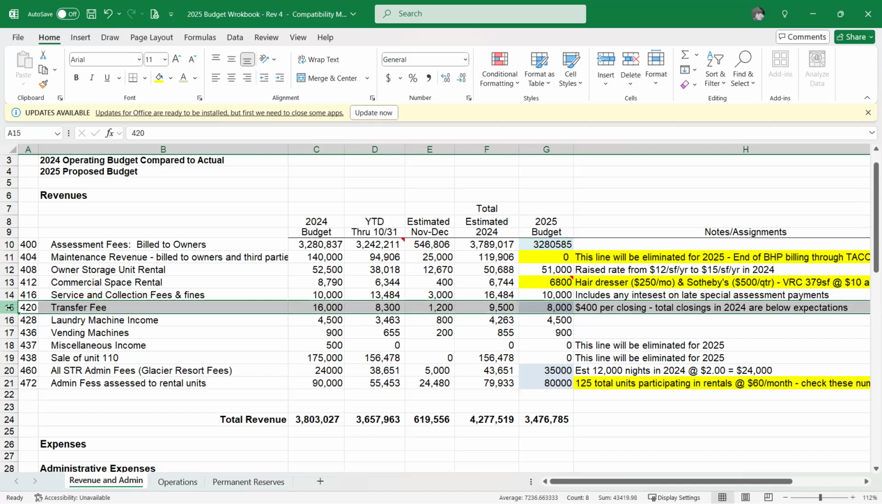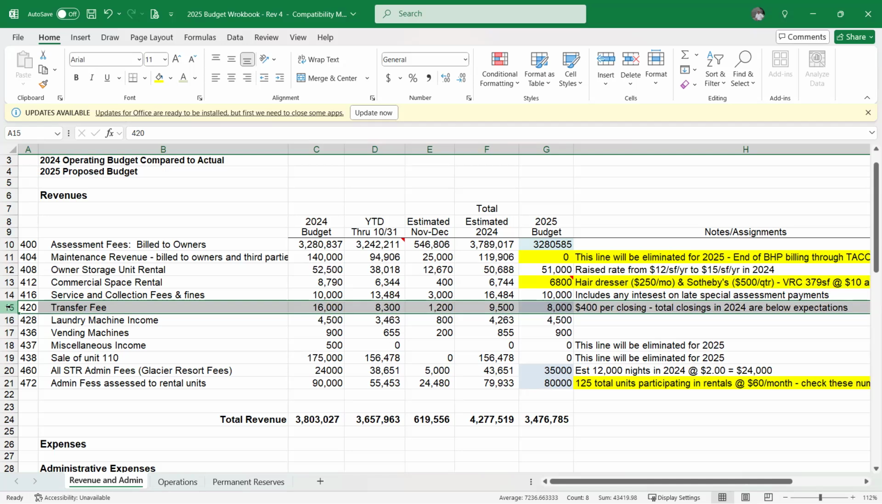Transfer fees, this is based solely on unit sales. I think it's $400. Is it still $400 per closing, Elisa? Yeah. So each closing, an administrative charge of $400 is charged at closing. But I think everybody knows that the market has softened up considerably, and we don't have near as many sales this year on average as we have in past years. So the collections have been lower. And so we'll be budgeting for less next year.